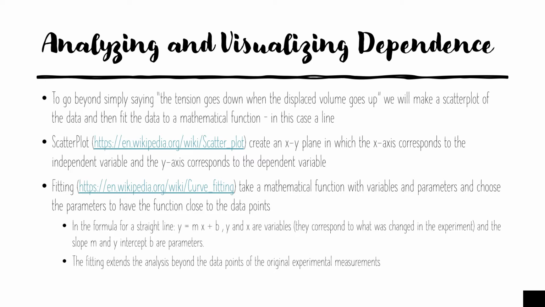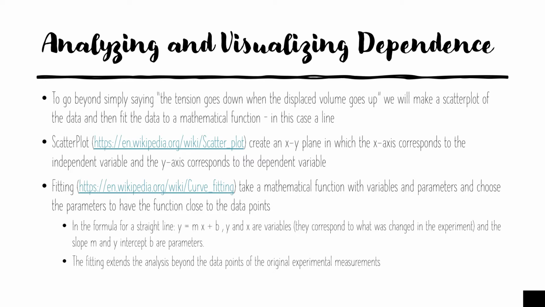We're going to make a mathematical function that has what are called variables and parameters. And our variables are, again, our y and our x, the y being the tension and the x being the displaced volume. And then the parameters, in the case of a line, a slope and a y-intercept, are going to be chosen such that the fit line is closest to our data.